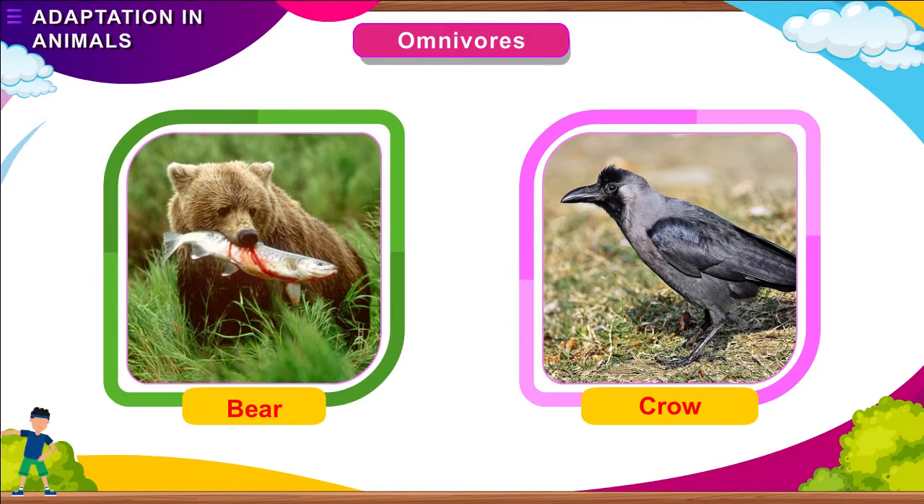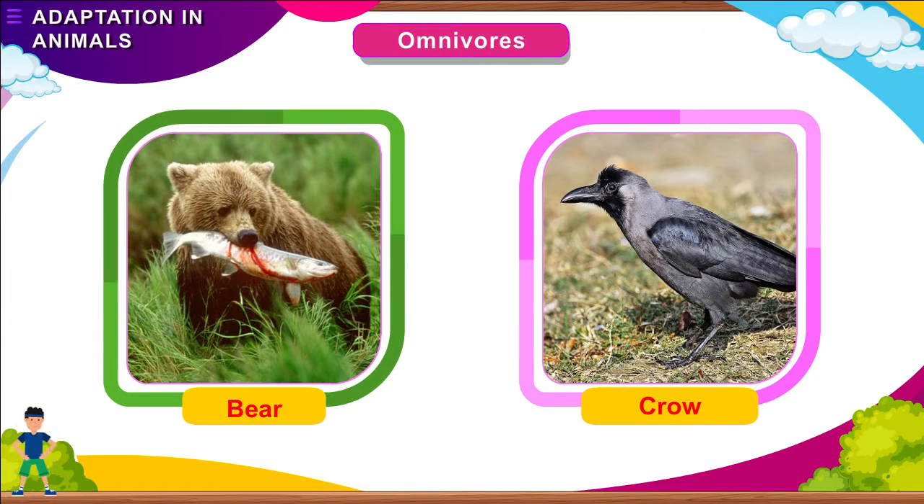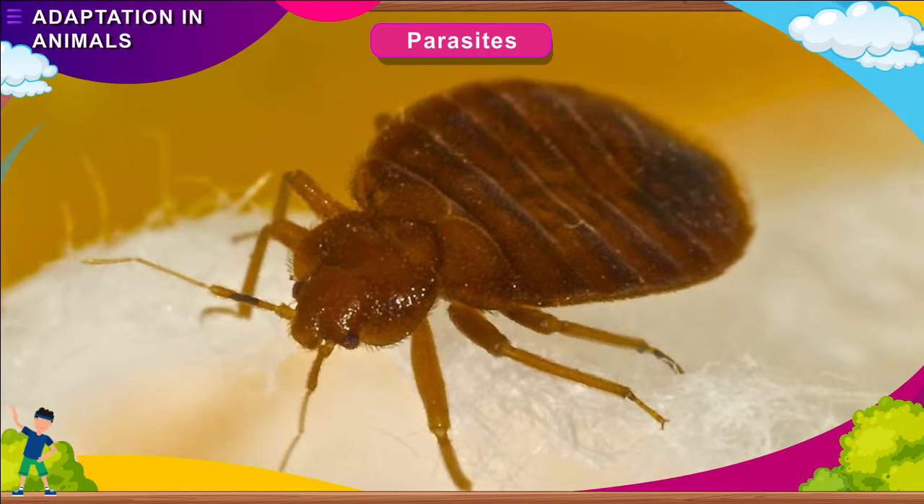Omnivores. Animals that eat both plants and the flesh of other animals are called omnivores. Bears and crows are omnivores. Some humans are also omnivores.